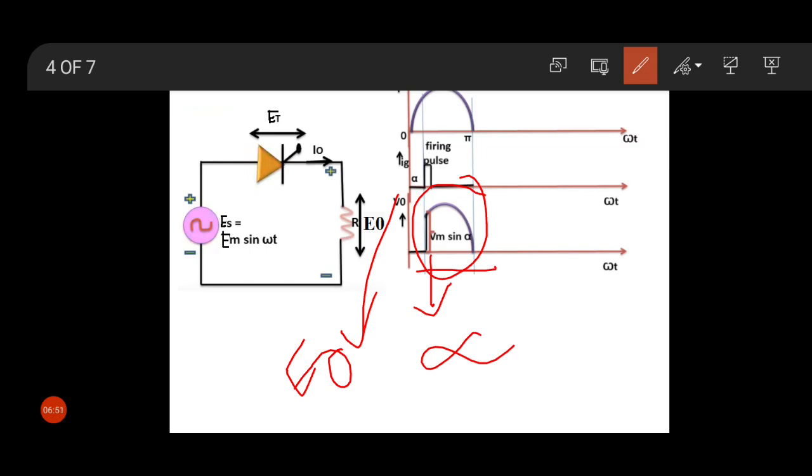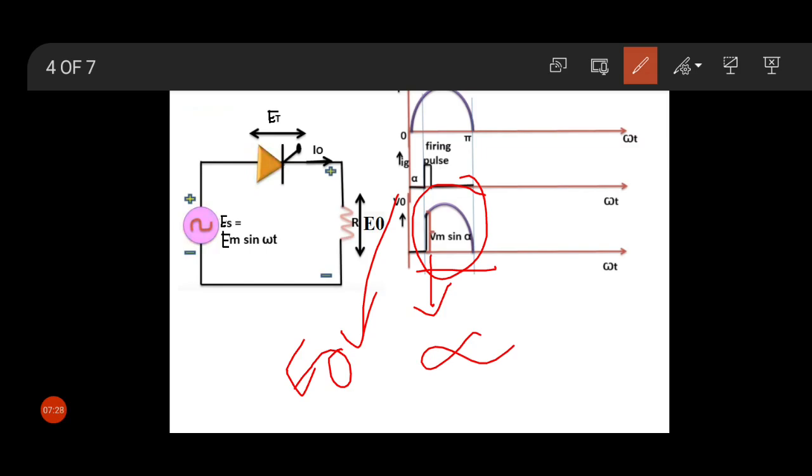The amplitude of this output voltage is Vm sin alpha. Here we consider the supply voltage to be Vm sin omega t. So the amplitude of the output voltage is Vm sin alpha, or omega t. V0 and Vm are nothing but E0 and Em.